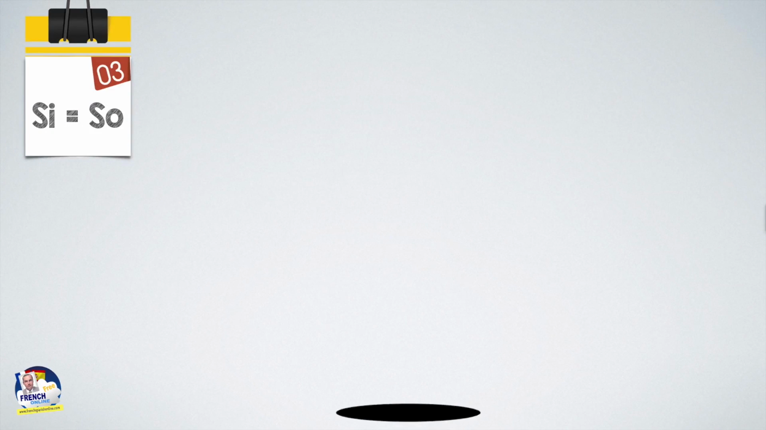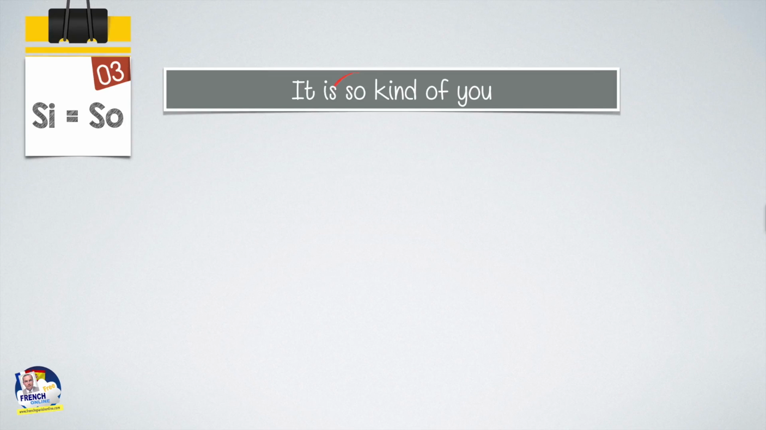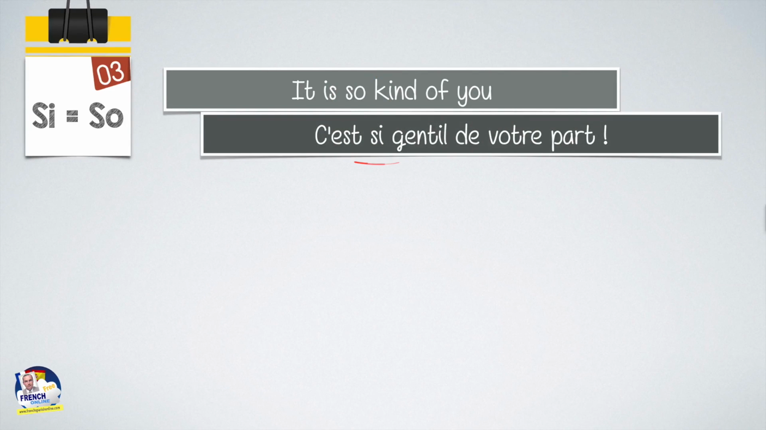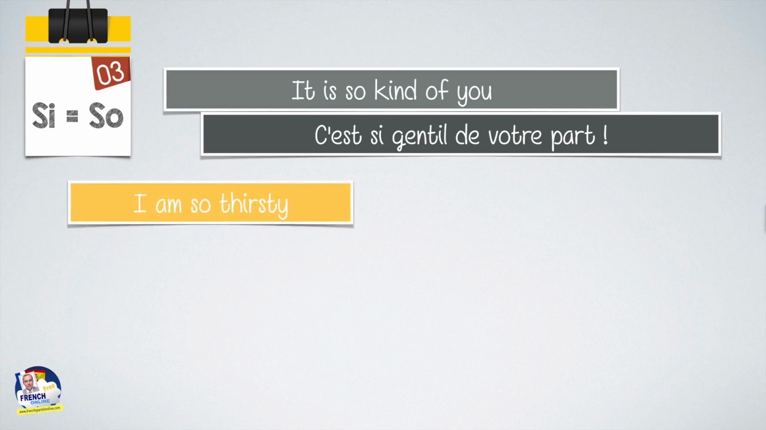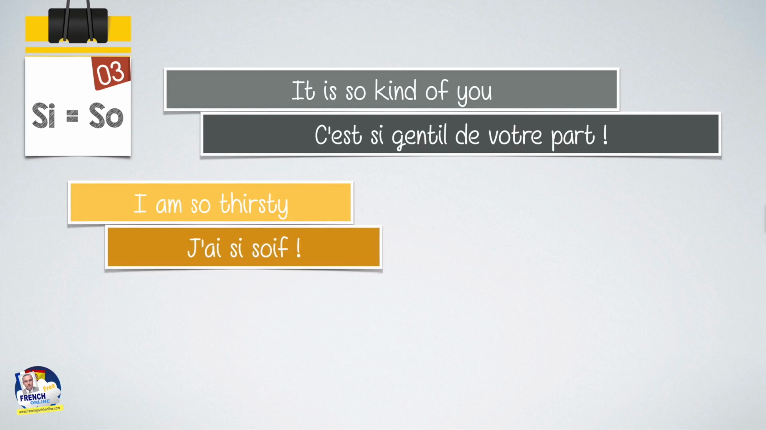And it is the third part. So, in such a sentence, it is so kind of you. How to translate so? Well, c'est si gentil de votre part. And if you know the person, c'est si gentil de ta part. So in this case means si. I'm so thirsty. J'ai si soif. Of course, here you remember that to be thirsty is to have in French. J'ai si soif.